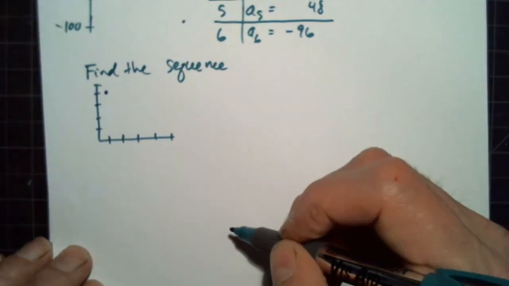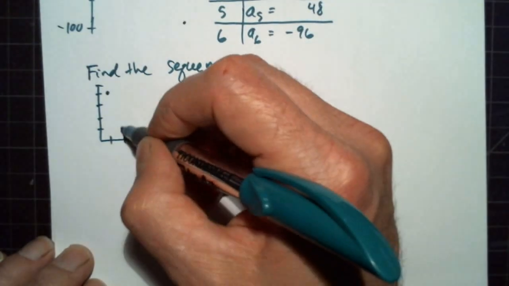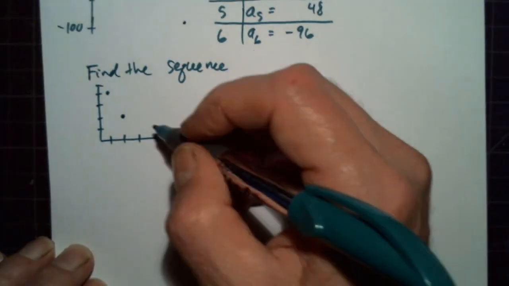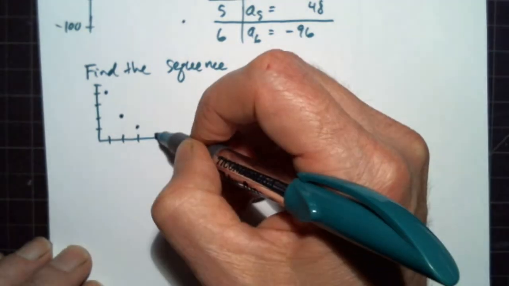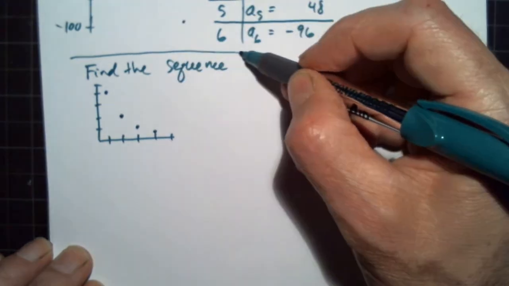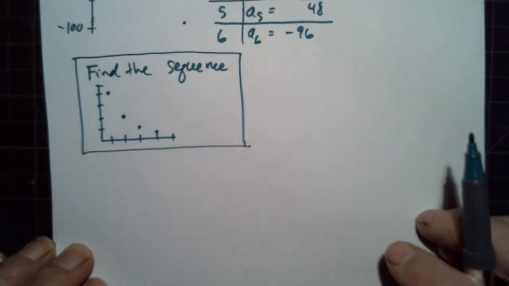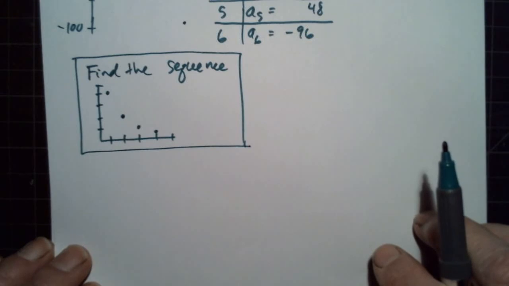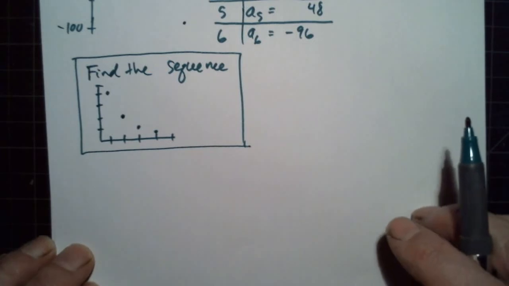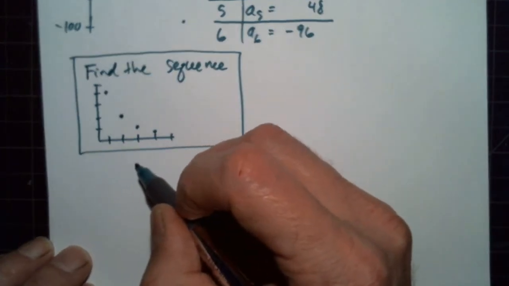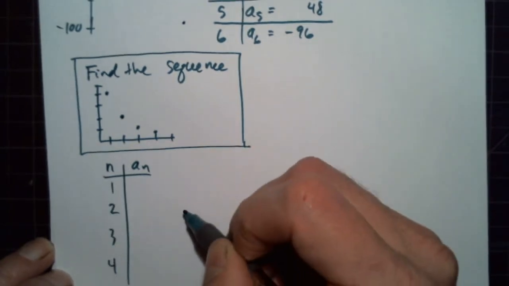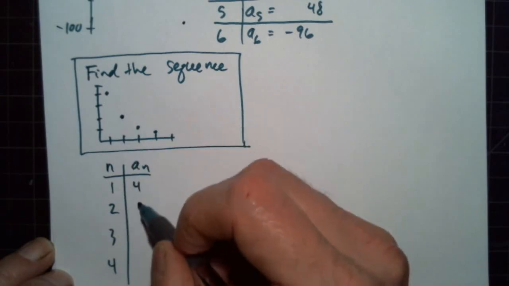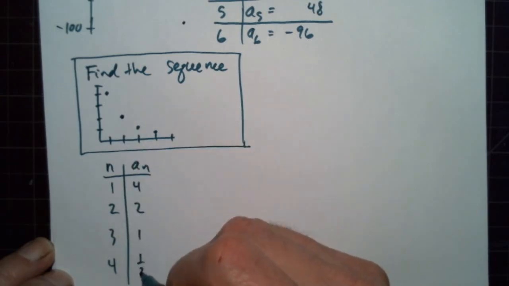This is 1, 4. Then we go to 2, 2, 3, 1, and 4, 1/2. Here's another type of question, and they're just giving you a graph instead of a table. So here, let's start with the table. So 1, 4, 2, 1, 1/2.